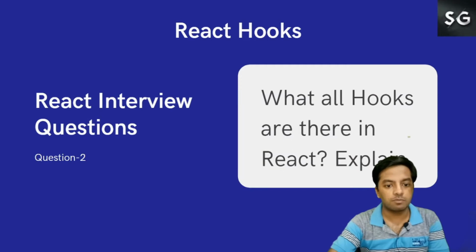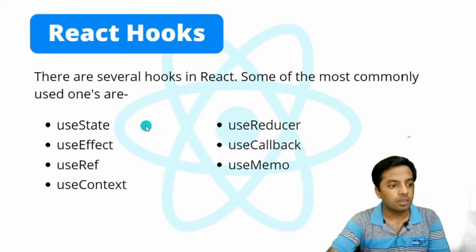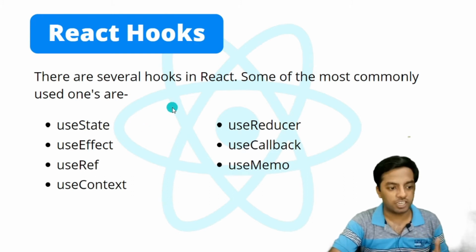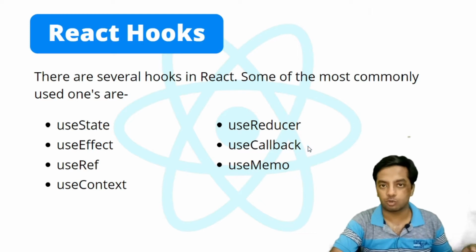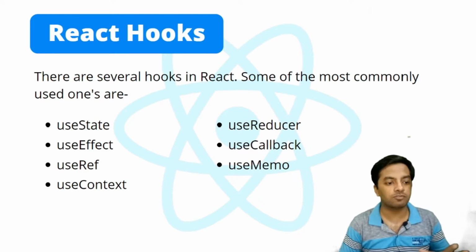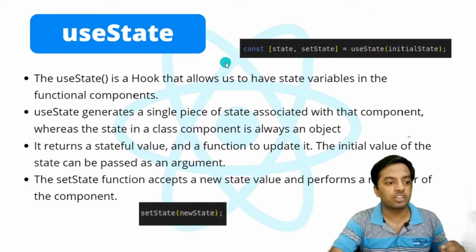So the next question comes, what all hooks are there in React? Explain. There are several hooks that are most commonly used in React. Some of them are useState, useEffect, useRef, useContext, useReducer, useCallback, and useMemo. So these are the most commonly used hooks. We'll be studying all of them in detail. So the very first one is the useState hook.